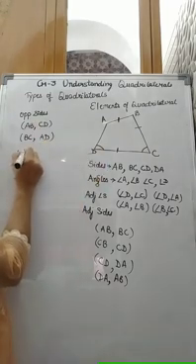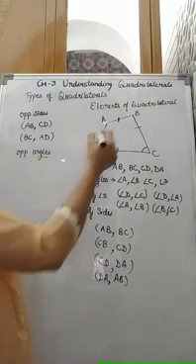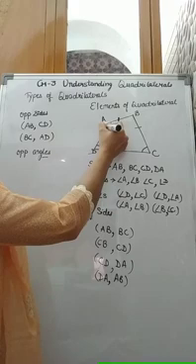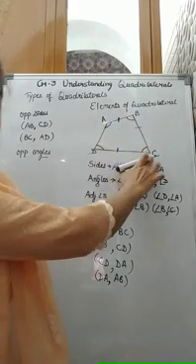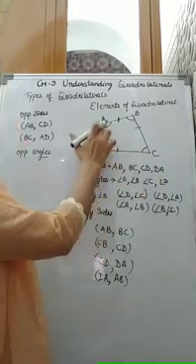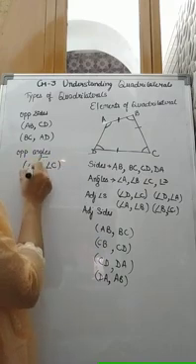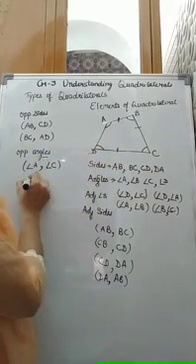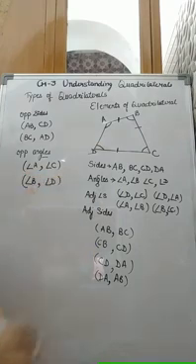Next we can discuss opposite angles. In this figure we are having four angles. So the angle opposite to A is angle C, which is clear from the figure. Angle A and C form a pair of opposite angles. Next, angle B and angle D form another pair of opposite angles.